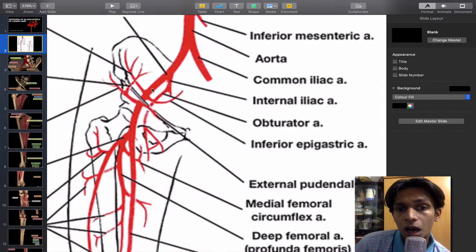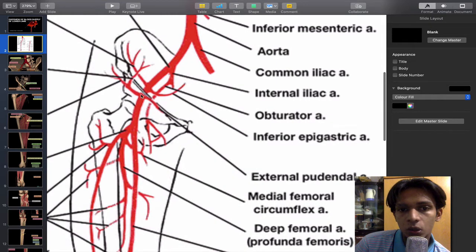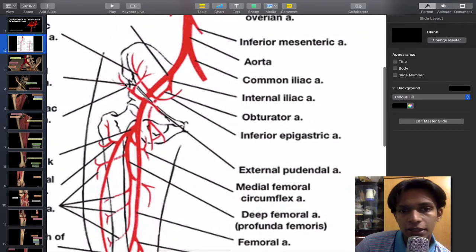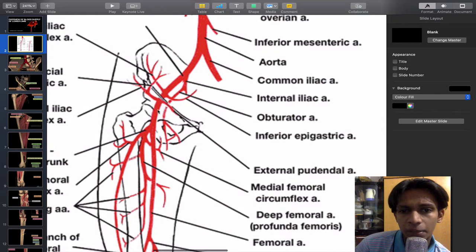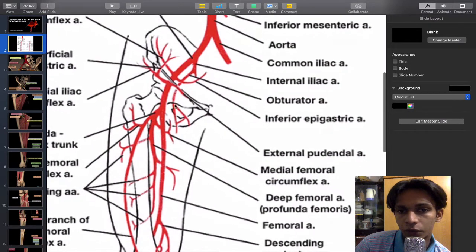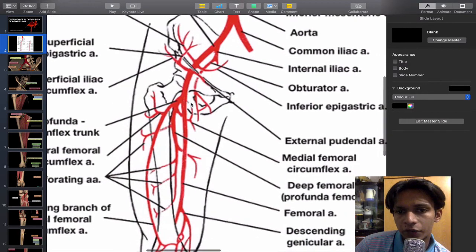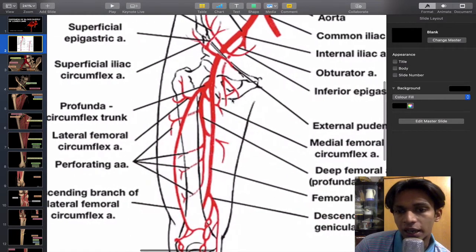Now, the external iliac artery is going to cross the inguinal ligament. This oblique ligament is the inguinal ligament, coming from the anterior iliac spine and going over the pubic bone, and when it crosses this ligament, it becomes the femoral artery. So now this femoral artery will give off some branches.